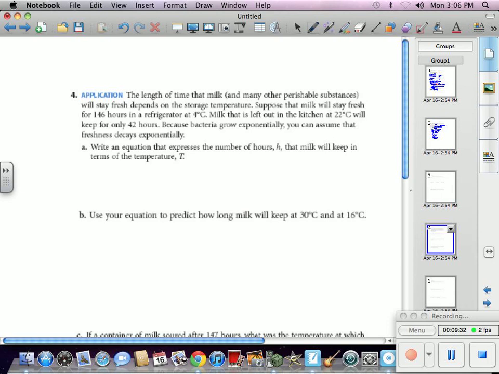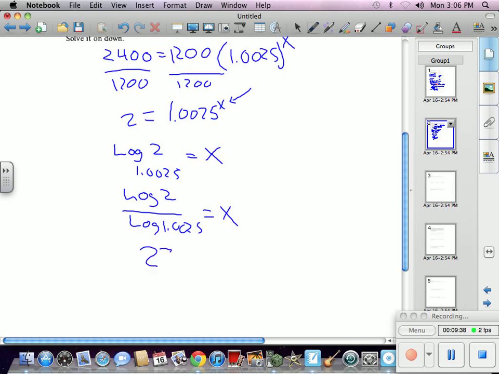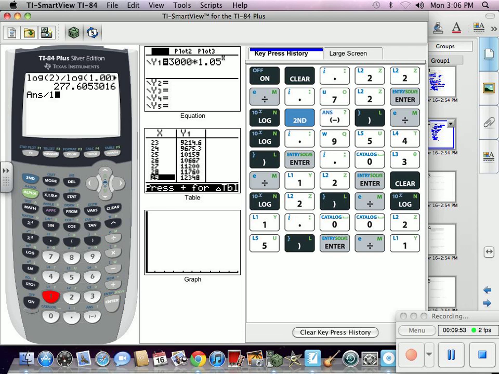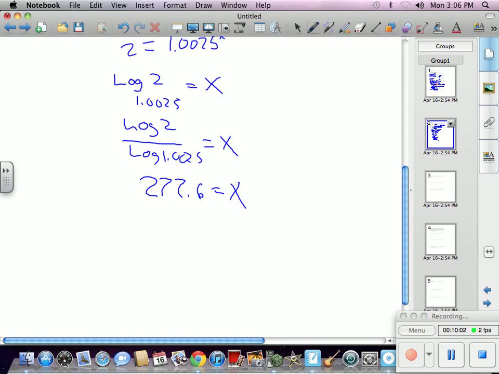277.6. We're down here. 277.6 equals X. Well, how long is that? 277 divided by 12. Let's see. Divided by 12. So that would take approximately 23 years. So 23 years, approximately. All right, well, I'm going to save this, and we'll go to the second one.